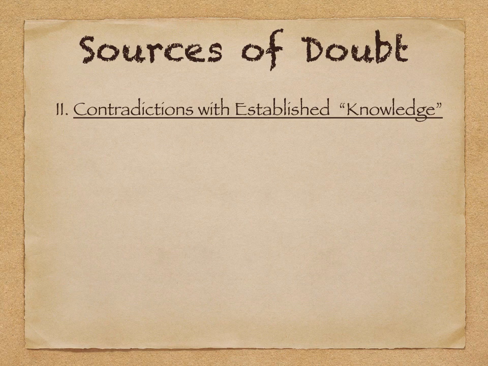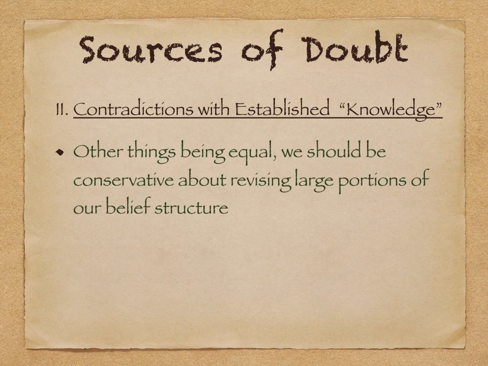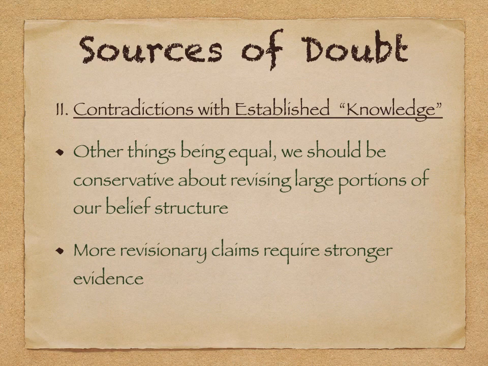Along the same lines, another possible source of doubt is contradiction with established knowledge. If someone tells you something extraordinary, something that goes against what people have had strong reason to believe in the past, then that gives you some reason for doubt. That doesn't mean the person is wrong. It just means you need really strong evidence before you should accept their claim. For example, if someone tells you that they have the power to fly by flapping their arms, that goes against everything we know about physics and about human physiology. So you have a very strong reason to doubt their claim until they provide you with really strong evidence. The basic idea here is that we should be conservative about revising large portions of our belief structure. Extraordinary claims require extraordinary evidence.